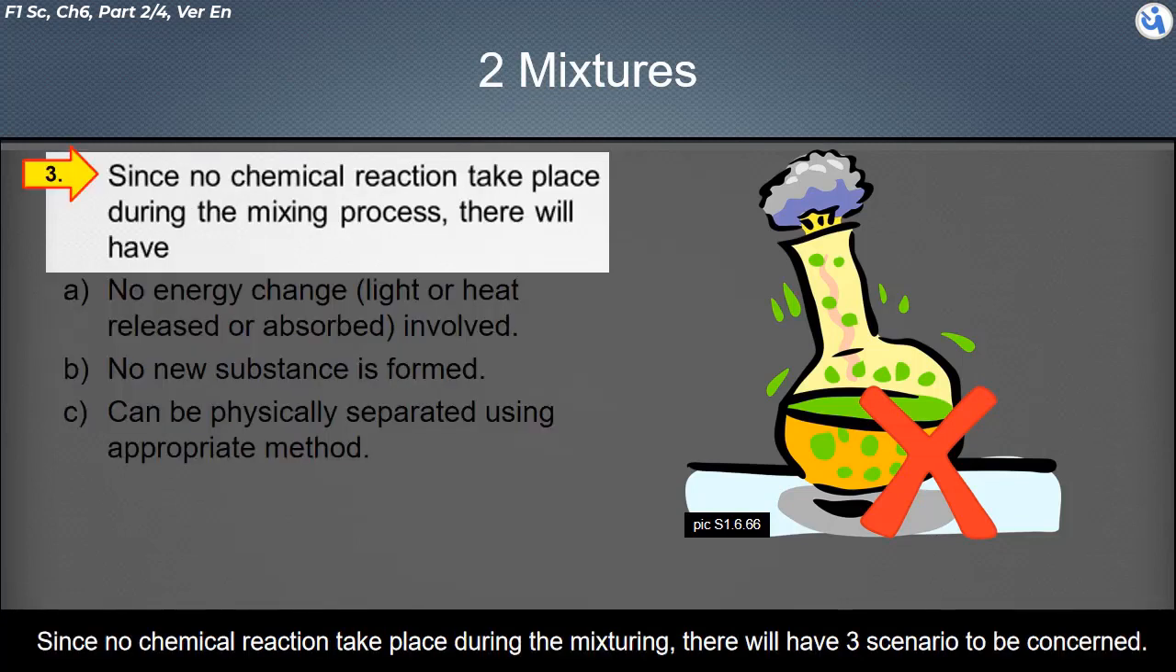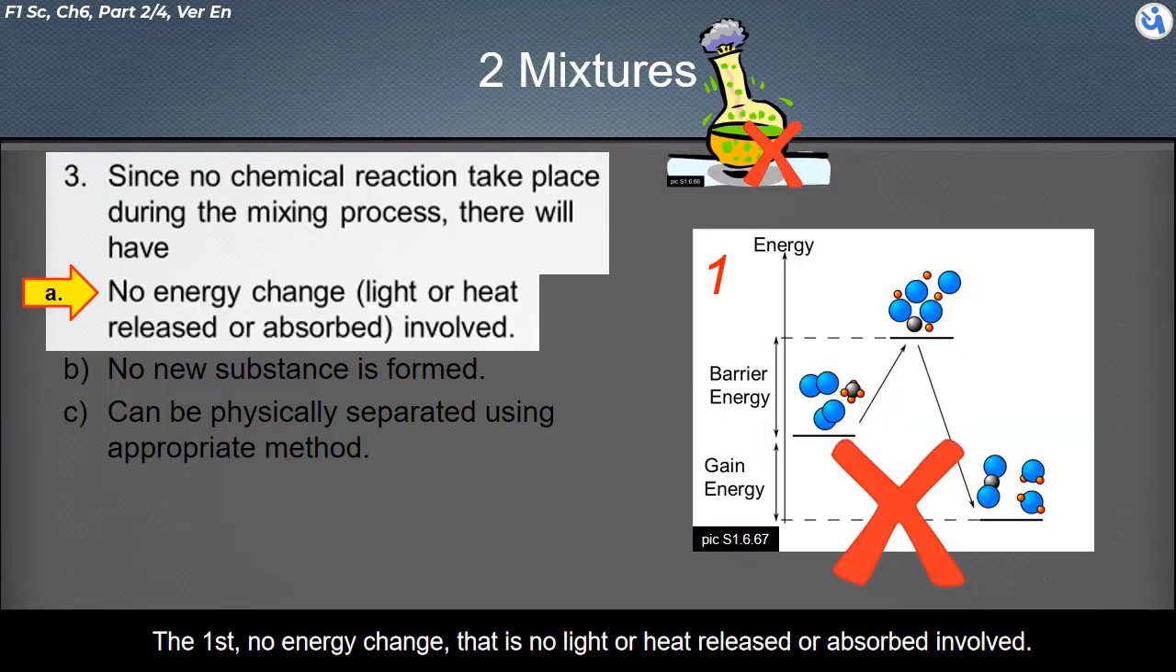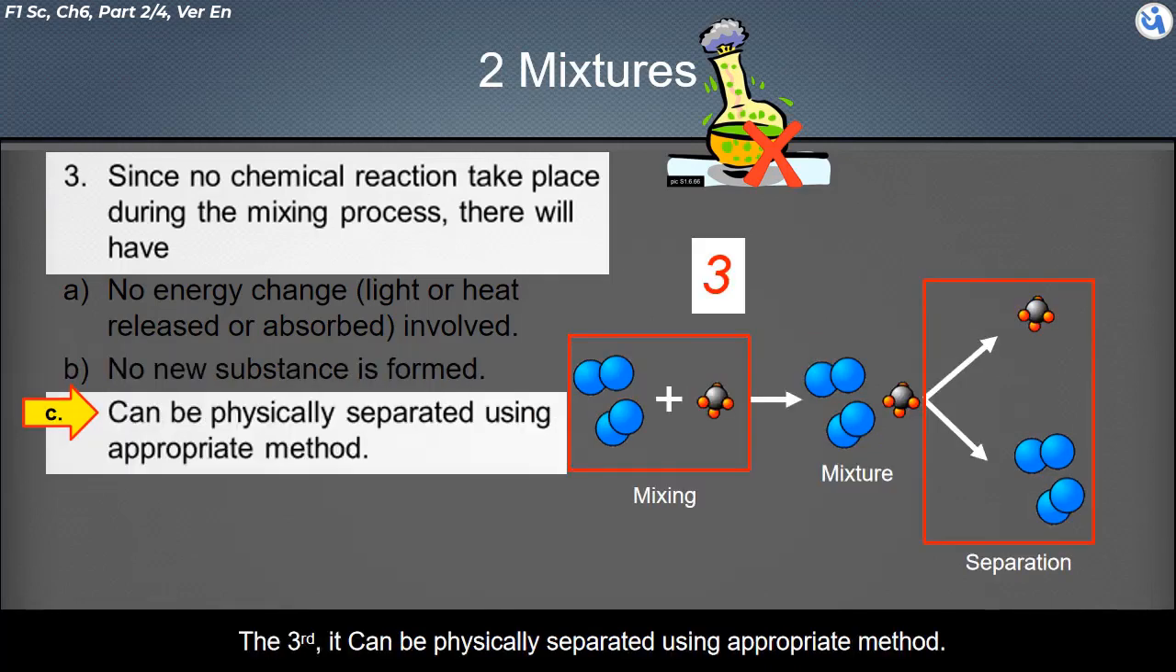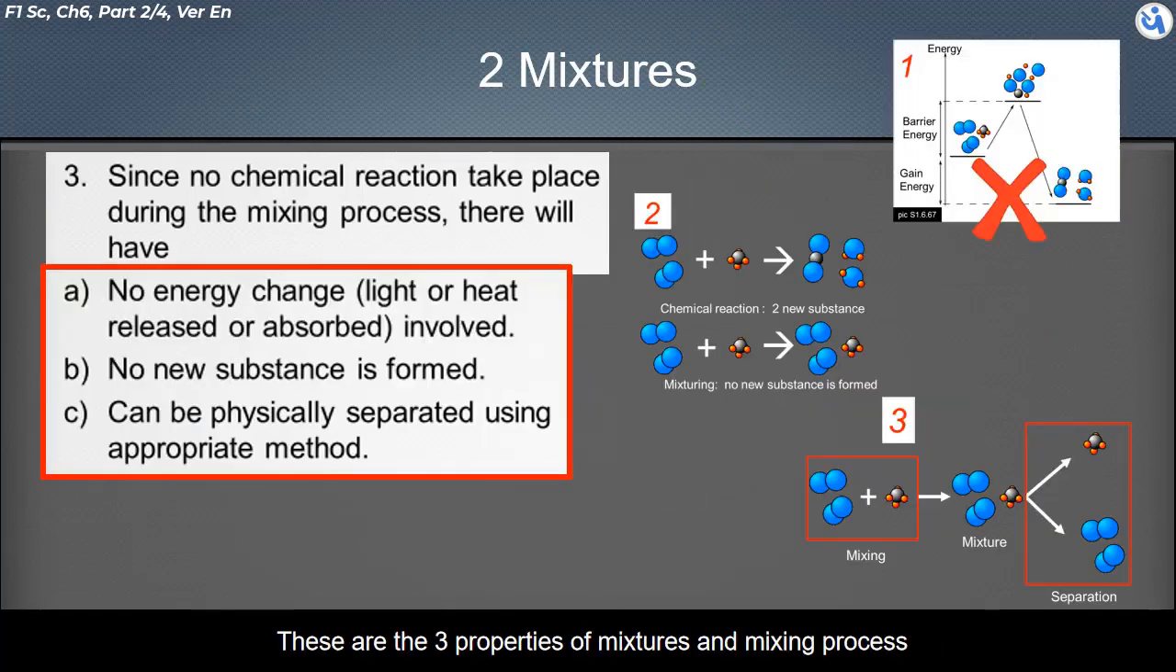Since no chemical reaction takes place during the mixing, there are three scenarios to be concerned. The first, no energy change, that is no light or heat released or absorbed. The second, no new substance is formed. The third, it can be physically separated using an appropriate method. These are the three properties of mixtures and the mixing process.